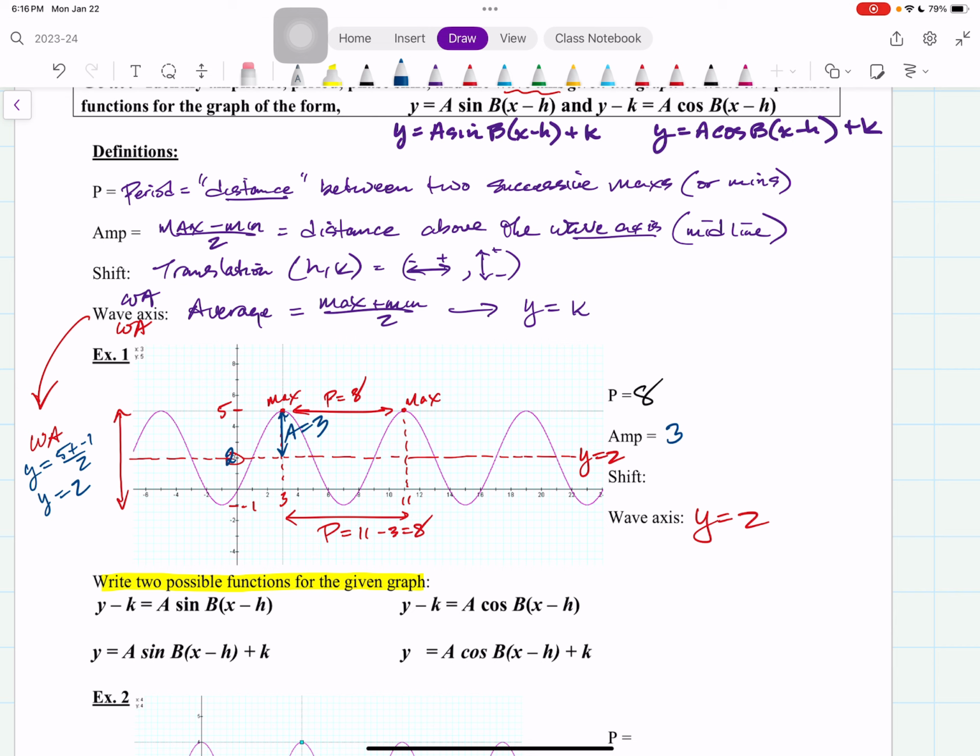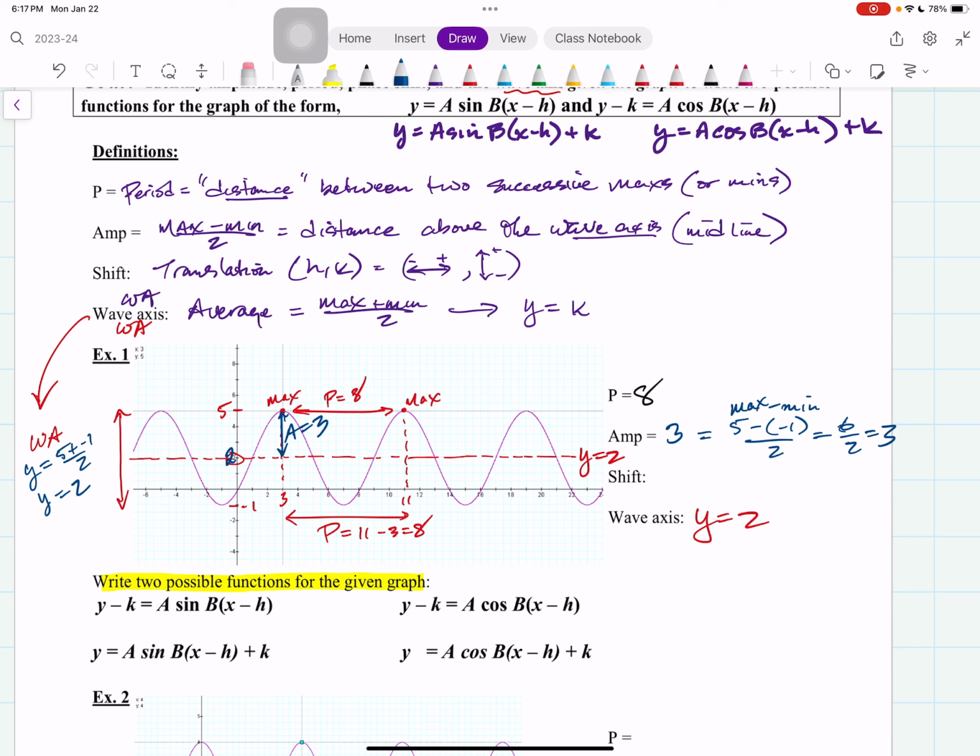You could also take max minus min divided by 2. Let me just illustrate that. So 5 minus a -1, divide that by 2, and that'd give you, hang on, gotta redo that. 5 minus a -1 is 6, and 6 divided by 2 is 3. So again, max minus min divided by 2 will also give you the amplitude. Okay, it's the distance above the wave axis or the midline.